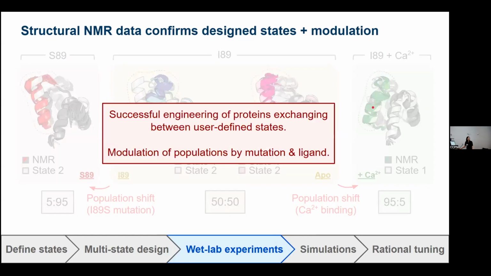And so in summary, our structural data seemed to suggest that we were successful in our engineering of these proteins that are exchanging between these user-defined structural states. And we can also modulate the populations both by mutation and by ligand binding.